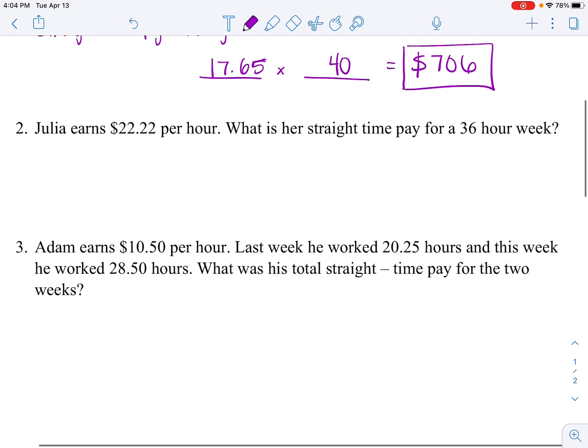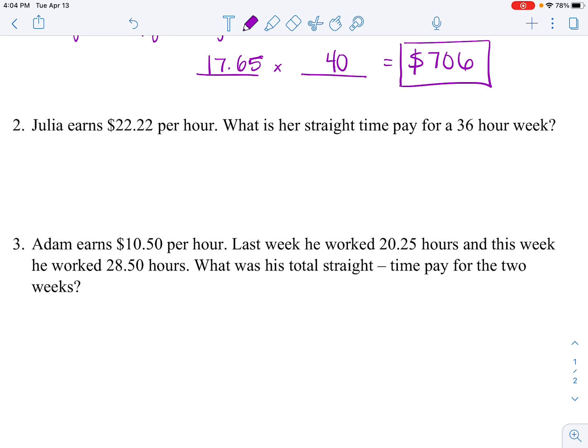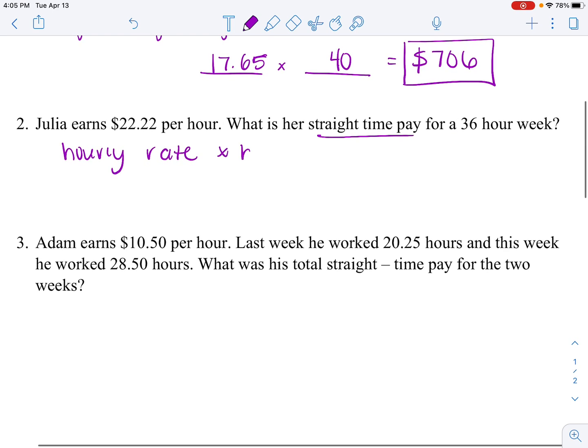Moving on to the next one. Julia earns $22.22 per hour. What is her straight time pay for a 36-hour week? So once again, we're writing down our formula, which is hourly rate times hours worked.